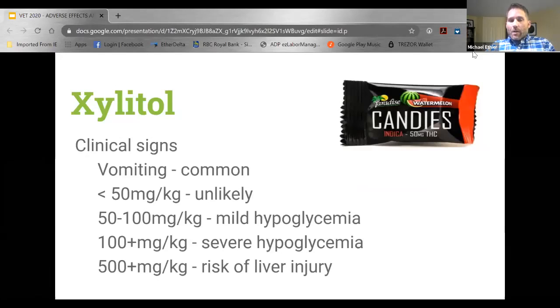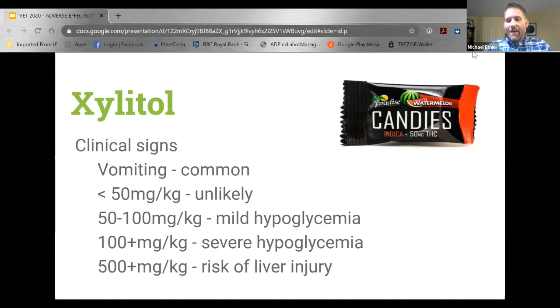The vast majority of dogs will show signs of vomiting with xylitol ingestion, regardless of whether they're ever going to progress to showing signs of hypoglycemia or liver injury. If there's a documented dose that we can measure, less than 50 milligrams per kilogram is unlikely to lead to any clinical symptoms. Once you start exceeding 50 or approaching 100, you're probably going to have mild, short durations of hypoglycemia, but those patients may still require hospitalization for 12 to 24 hours. Exceeding 100 milligrams, you're going to get more severe and more prolonged hypoglycemia. So these patients are likely to be in hospital for a couple of days.